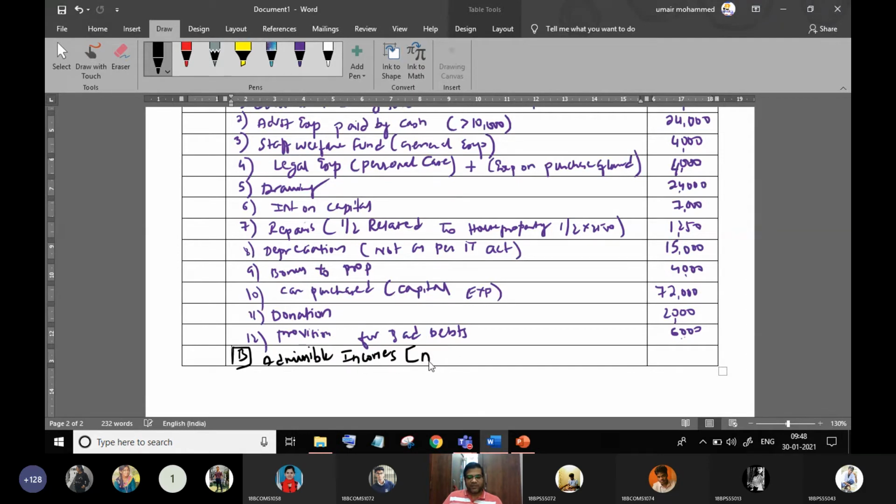Admissible incomes, allowed but not credited to the P&L account. So look at the P&L account. You will not find this, because it is not recorded in the P&L account. Therefore, you have to look into the adjustments.